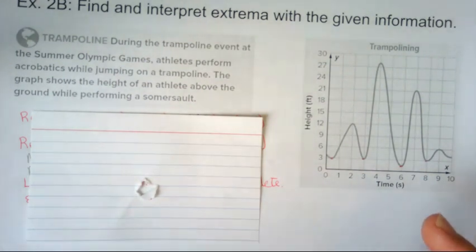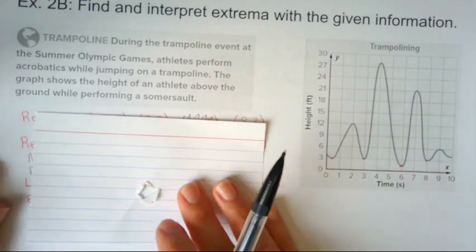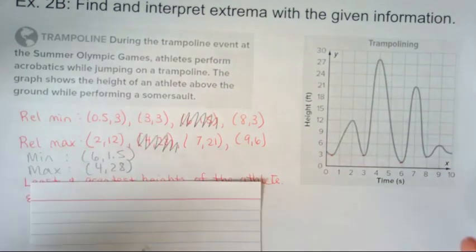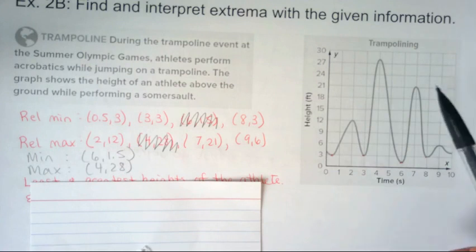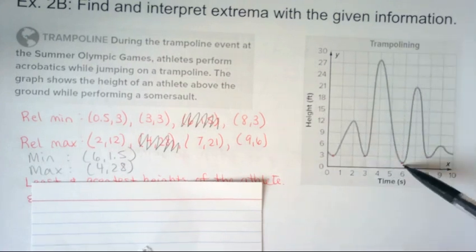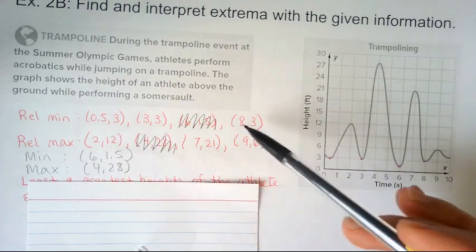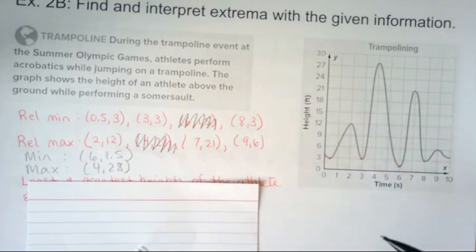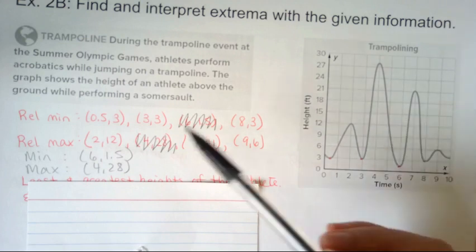Okay, so you're on a trampoline. They're jumping on a trampoline, trying to perform a somersault. So the first thing I did was list out what all of them are. So min and max. So here was my maximum point. Here is my minimum point. And then the rest I wrote as relative mins and max. I didn't feel like it was necessary to write them all out.